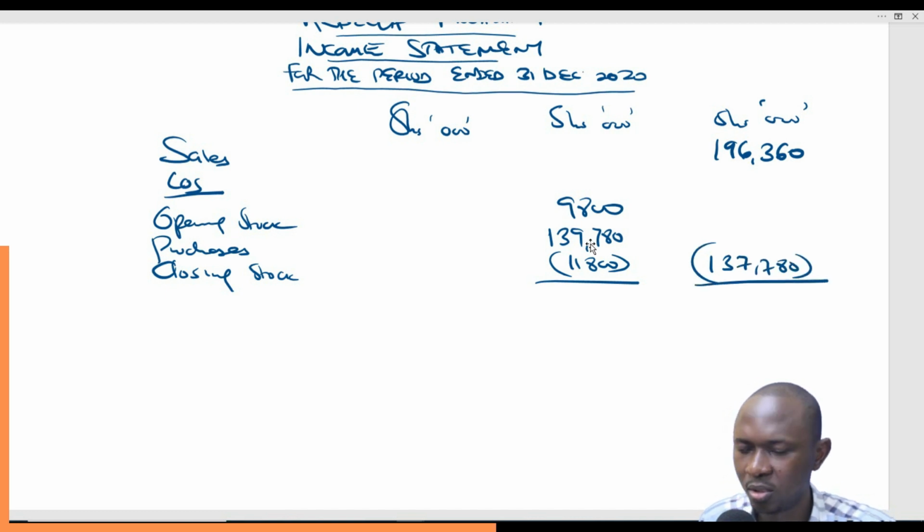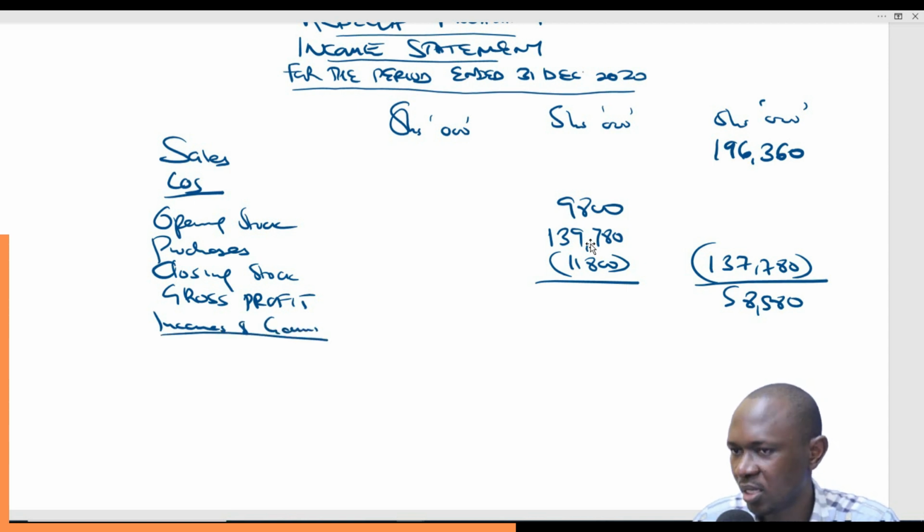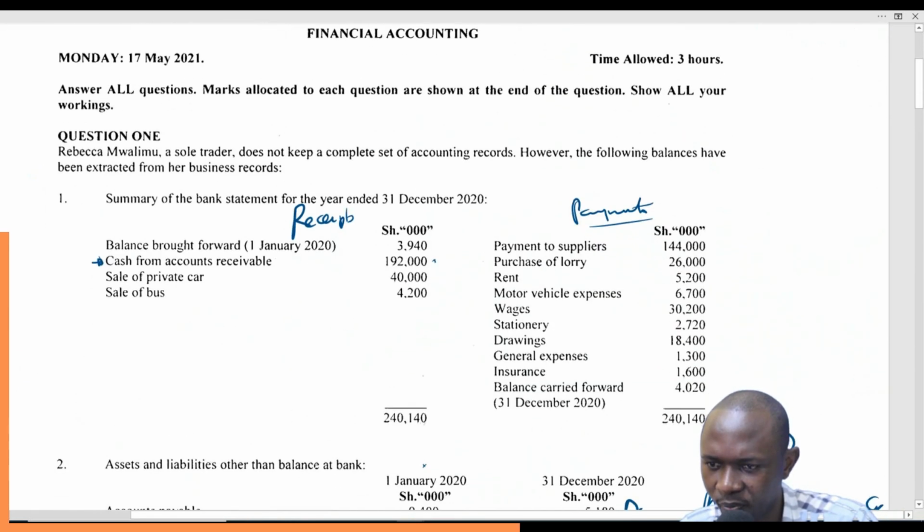137,780 less 96,360 gives 58,580. So this is the gross profit. Then you look for incomes and gains. Check around if we have any incomes and gains. I'm very sure we have some income, some gains.